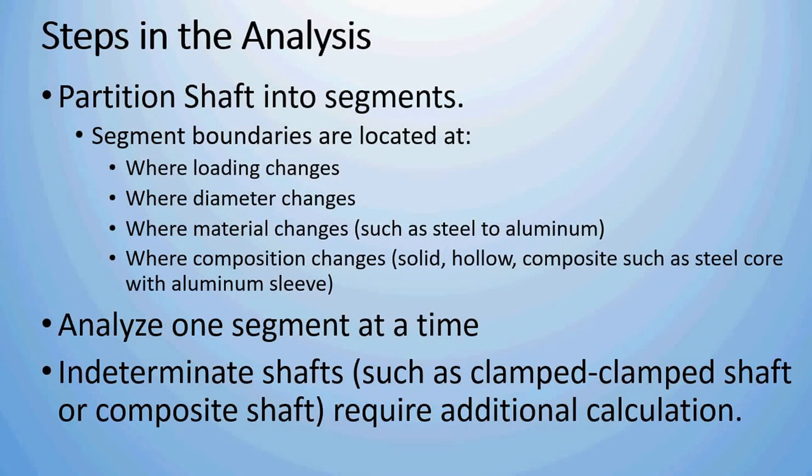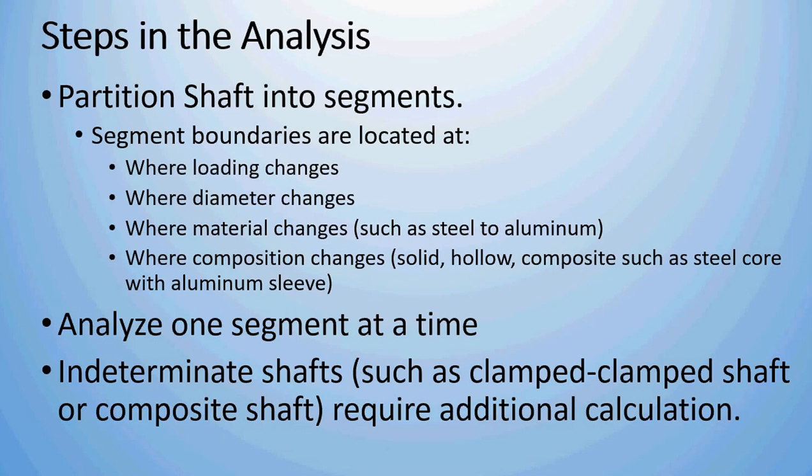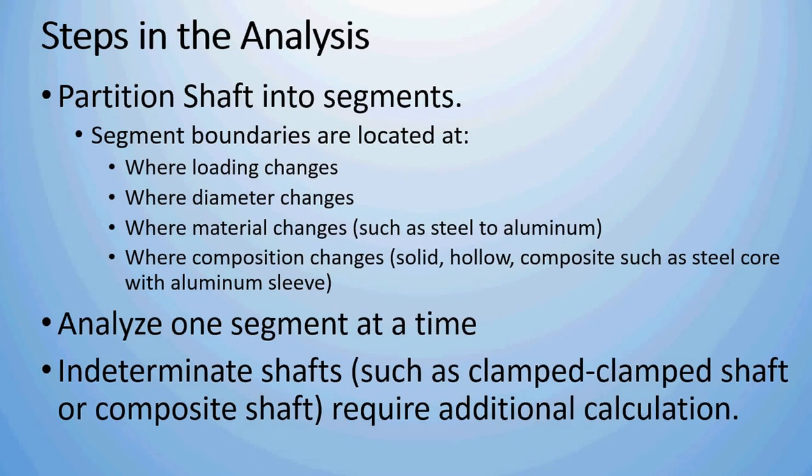First thing you're going to do is look at the shaft and then break it down into segments. Segments are basically segments of uniform geometry and load. Boundaries occur whenever a load changes, diameter changes, material changes, or the composition changes. So really any changes at all, and you're looking at having a different segment.